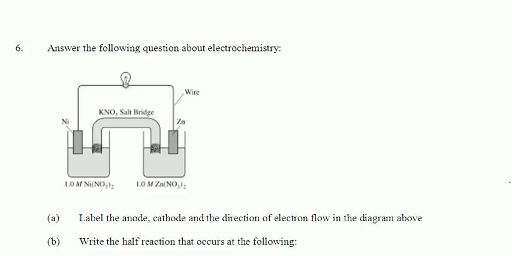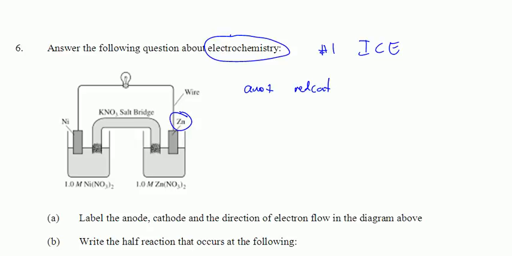Alright, 6 asked us to answer these following questions about electrochemistry. So just like on free response number 1, you're going to immediately do an ICE. If you see an electrochemistry problem, you're immediately going to write an ox, red cat, and you're going to label the anode and the cathode. Well, we have Zn and we have Ni. If you look on the reduction potential chart, Ni is higher than Zn. So that's the cathode and that's the anode.